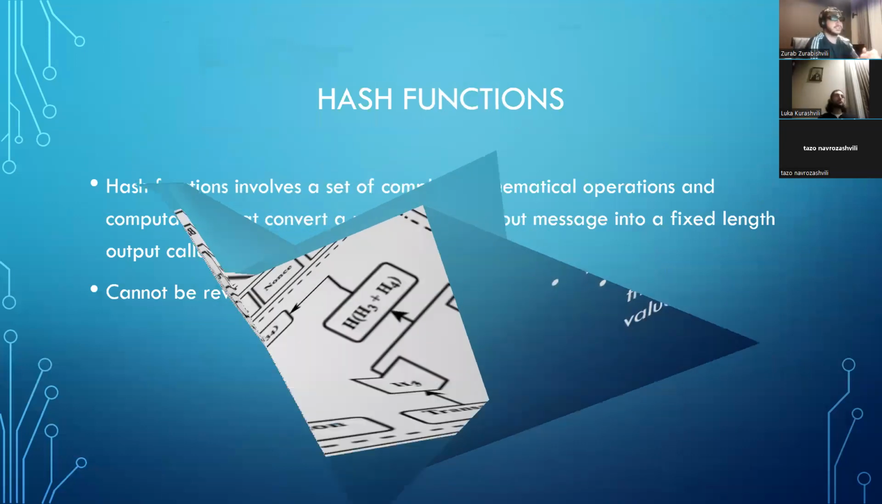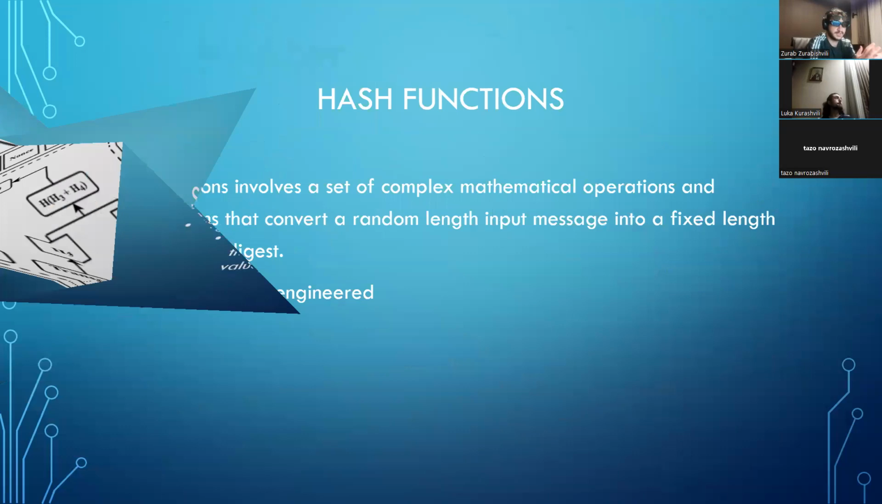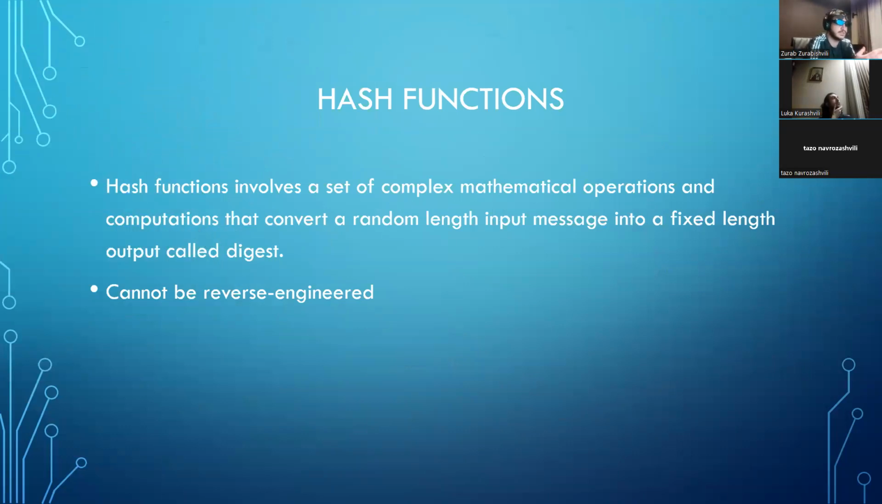A little bit about hash functions. Hash functions involve a set of complex mathematical operations and computations that convert a random length input message into a fixed length output called a digest. The hash function has some traits which we'll discuss now. For example, it is impossible to reverse engineer. A change of a single bit in the input can completely change the output. It also has the ability to compress any length input into a fixed size output, and it is computationally infeasible to find the same hash for two different input messages.